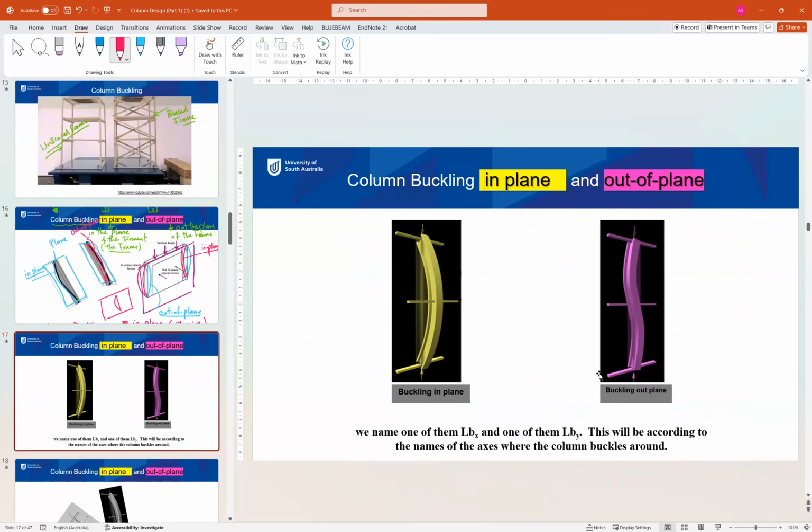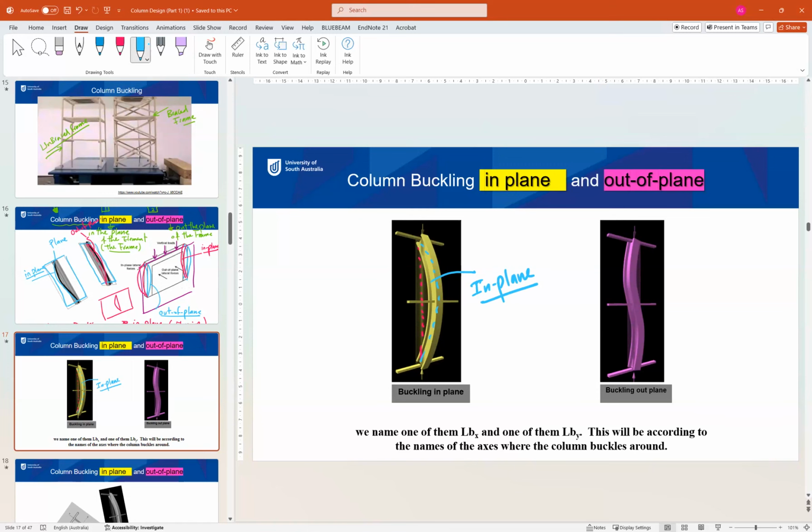Okay, so if this is our column, this is the original column, and it buckles in this direction. So this is in-plane buckling. And this is buckling out of plane.